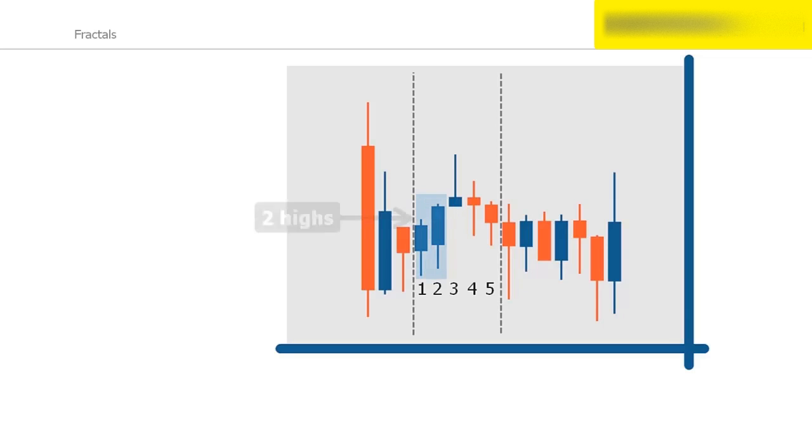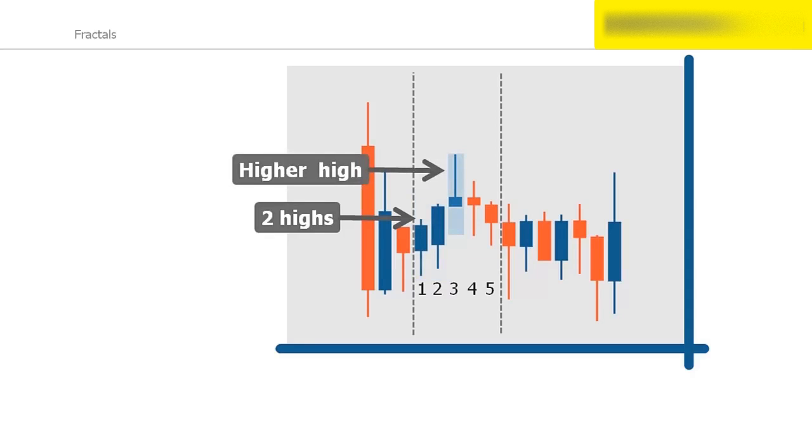Looking at the example, you can see the 2 candles where price made 2 highs. This is caused by the buyers or bulls making 2 attempts at pushing prices up. On the 3rd candle, the bulls made a bigger attempt to push price up again, making a higher high. On the 4th and 5th candle, notice that the bulls have been overpowered by the bears and were unable to take out the 3rd candle's high.